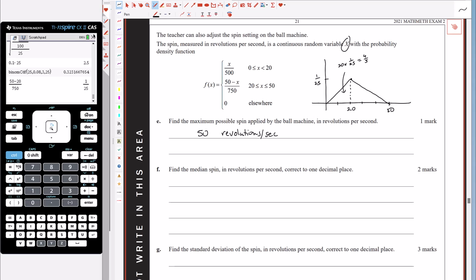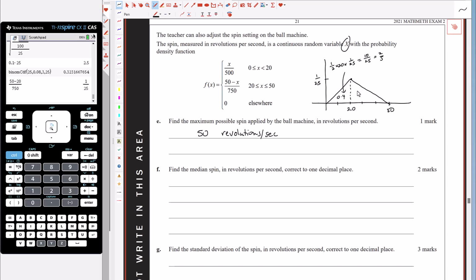4/5. Oh, no, sorry, it's half. Half times that because it's a triangle. So it's 10 on 25. Sorry, just doing half times base times height for that triangle. So that'll be 10 on 25, which will be 2/5. Okay, so this is 0.4 here, 2/5.